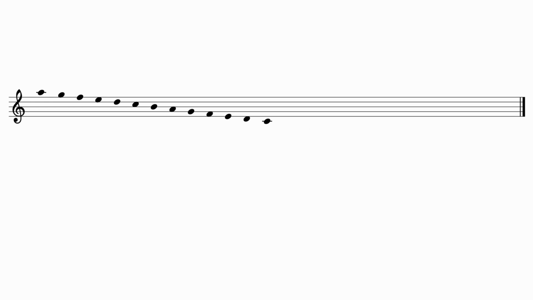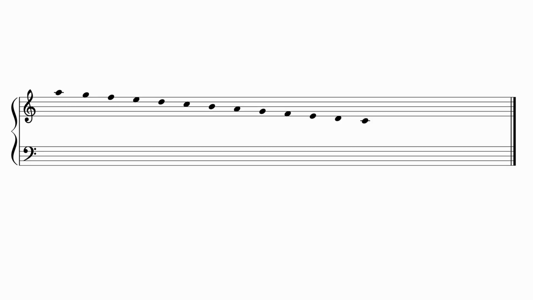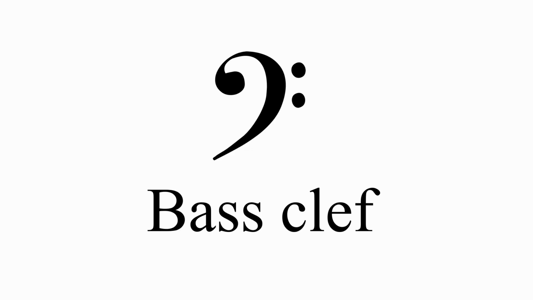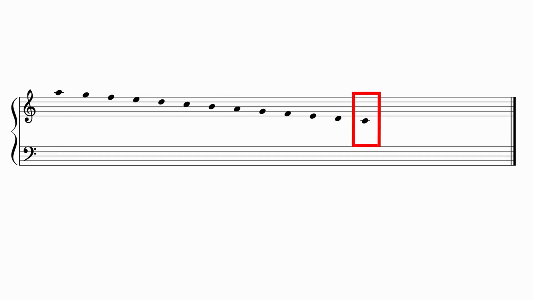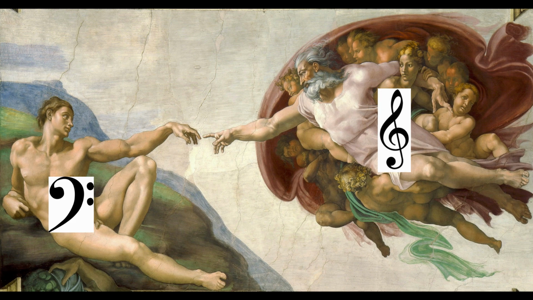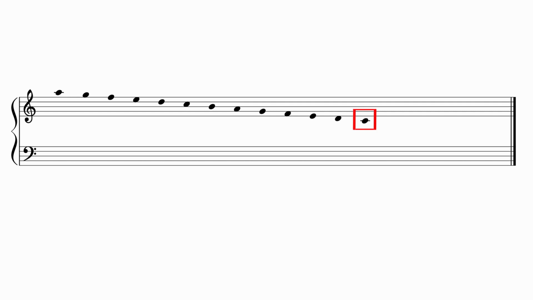So in order to make it easier, we are going to add a second staff. And the symbol for this staff is this one. We call it a bass clef, since it's used for the lower notes, the bass. So that middle C is kind of the transition between the two clefs. It doesn't matter whether it's here or here. Those two notes are exactly the same, a middle C.